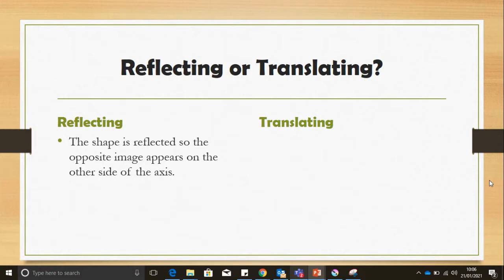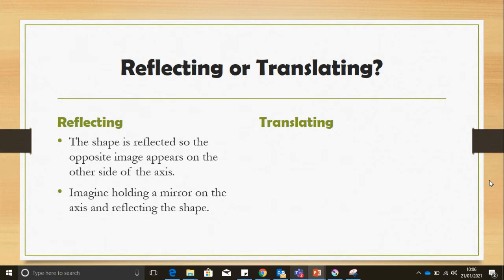Reflecting is when the shape is reflected, so the opposite image appears on the other side of the axis. Imagine holding a mirror on the axis and reflecting the shape. That is what reflecting is, and that is what we're going to look at in this little session. If you think about symmetry, if you think of the wings of a butterfly, that is a reflection down the middle of the body of the butterfly.